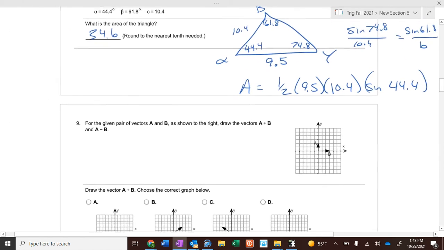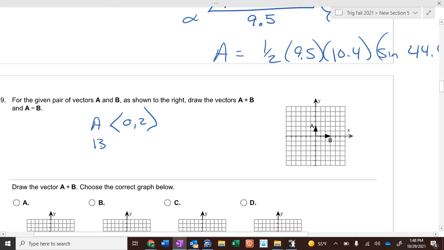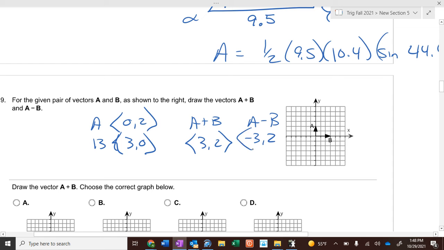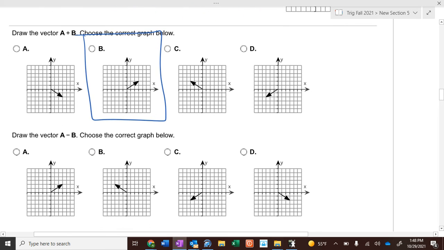Vectors, the best way to do it is to look at their component form. A is 0, 2. B is 3, 0. When we add them up, it should be 3, 2. When we subtract them, it should be negative 3, 2. So A plus B is 3, 2. A minus B is negative 3, 2.